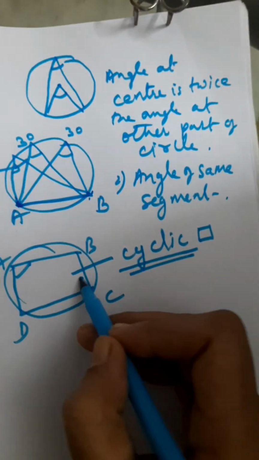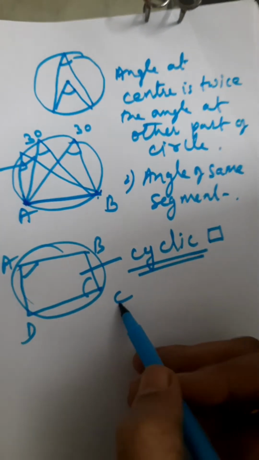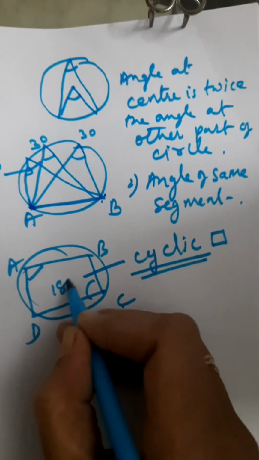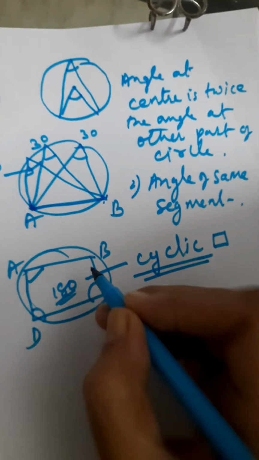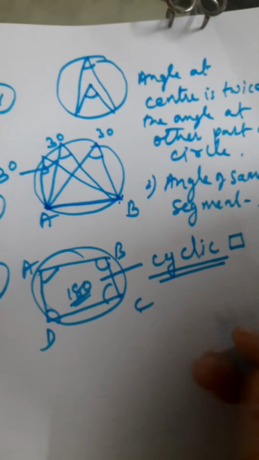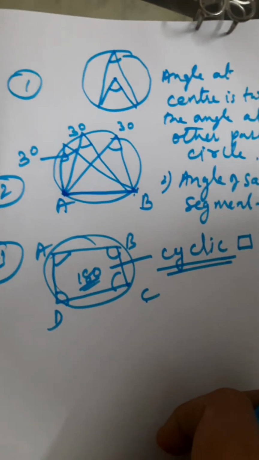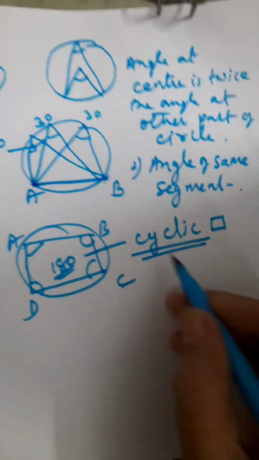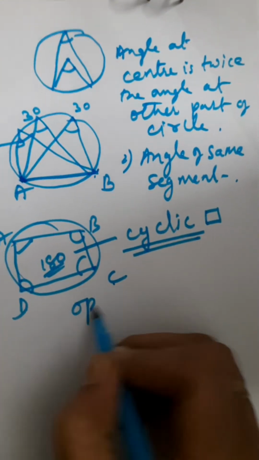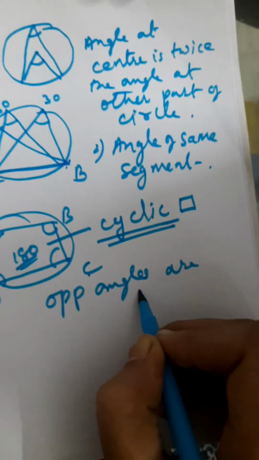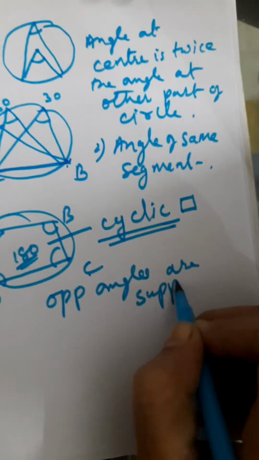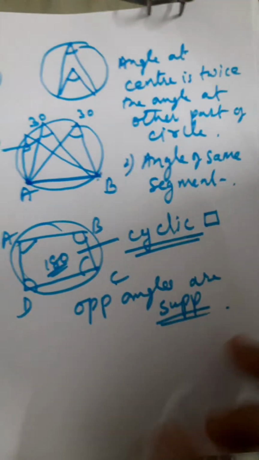So these two are opposite angles, A and C. This will be supplementary. Supplementary is nothing but their sum is 180, and the same way angle D and B, they are also supplementary. Their sum is also 180. This is in a cyclic quadrilateral, opposite angles are supplementary. So this is the next property.